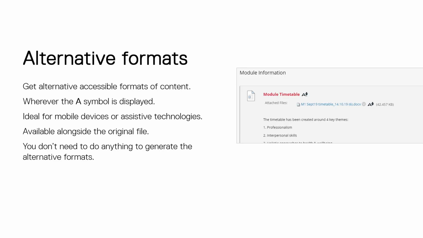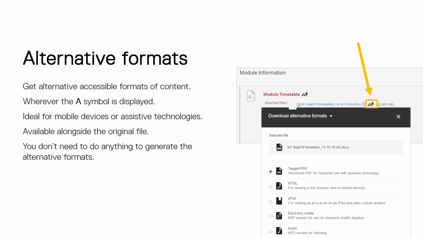Different formats of the content are available within Blackboard, wherever the A symbol is displayed next to the item, making learning accessible to all. Alternative formats are ideal if you're working on mobile devices or with assistive technologies. They are available alongside the original file, so you find everything in one place. And you don't need to do anything to generate the additional formats. They are created for you, ready to use.